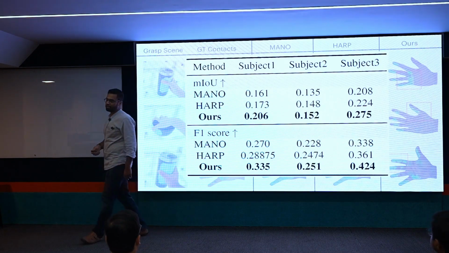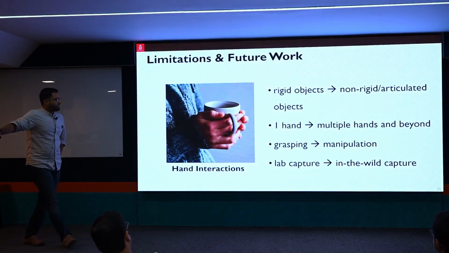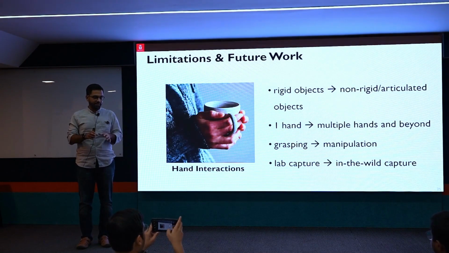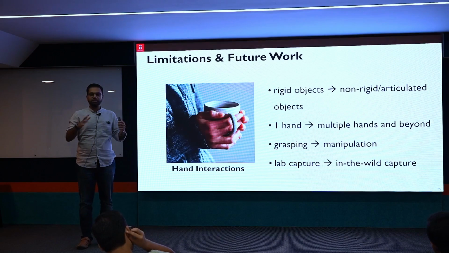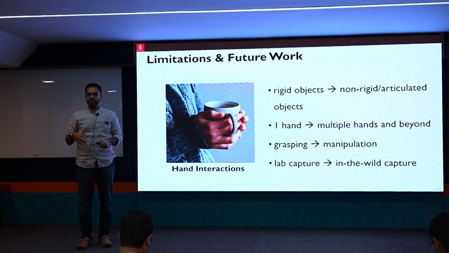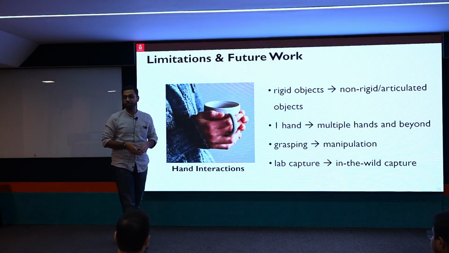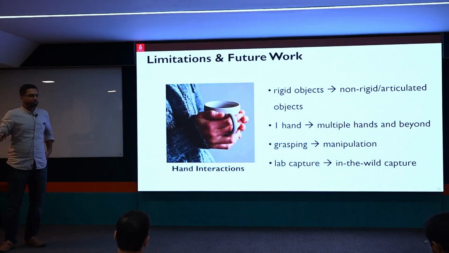That's the point here. Okay, so far, this method can't handle articulated shapes. It's only for grasping. There's no manipulation involved, right? And this is limited to lab capture using this box that I showed you earlier, right? If you want to capture this in your kitchen, it's not possible to do that yet. So that's something that we want to look at in future work.